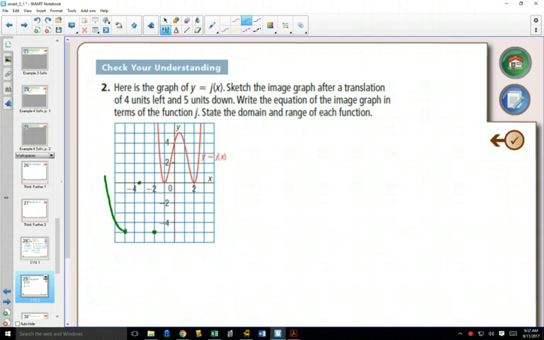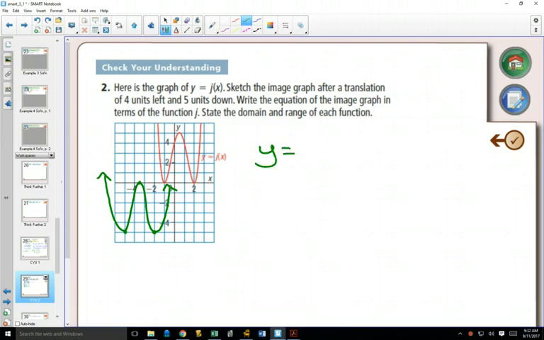We can now draw our graph, same shape that we had before. You are responsible for adding those arrowheads on the end. And now we have to write the equation in terms of j.